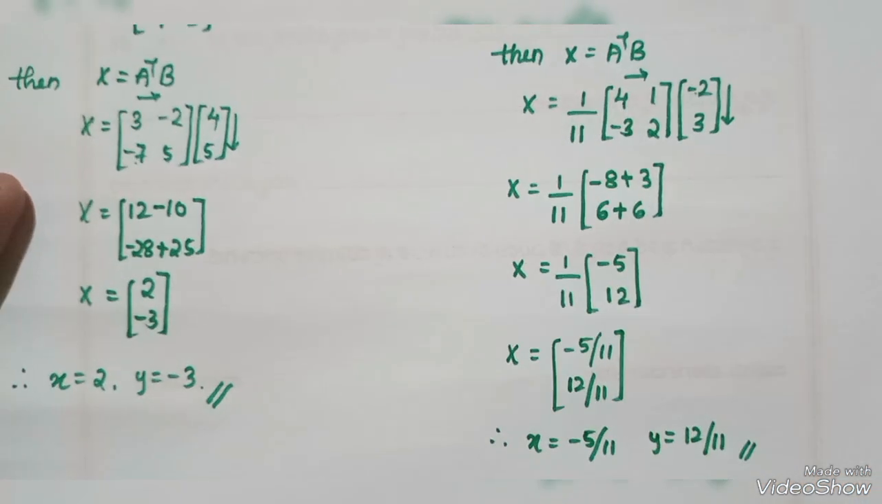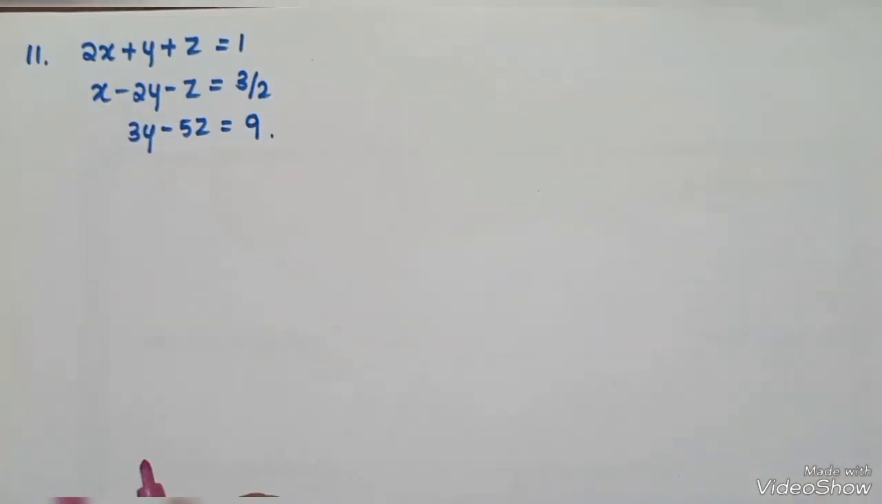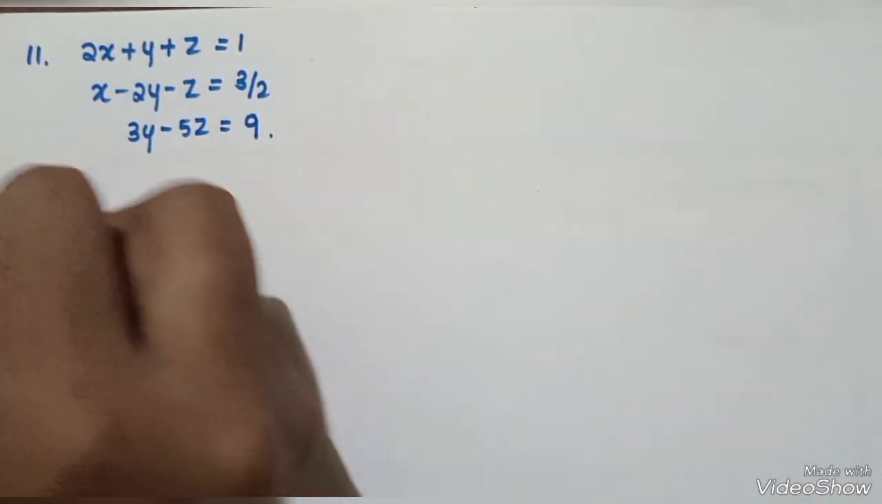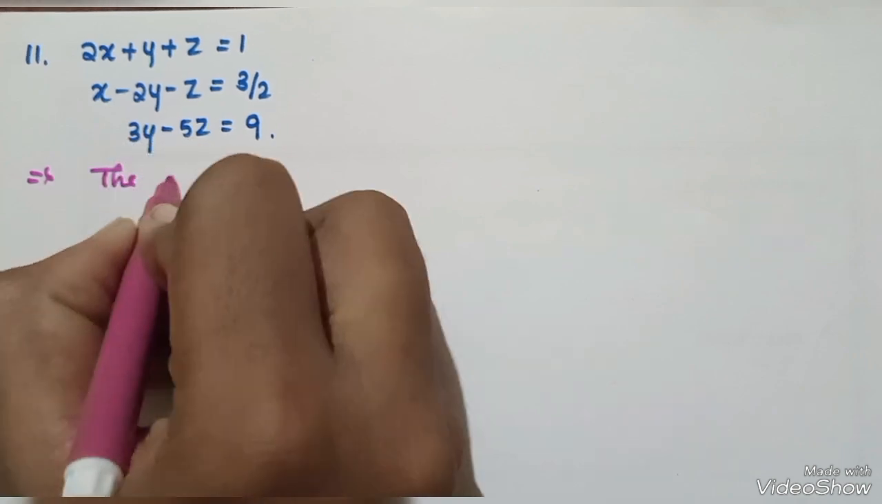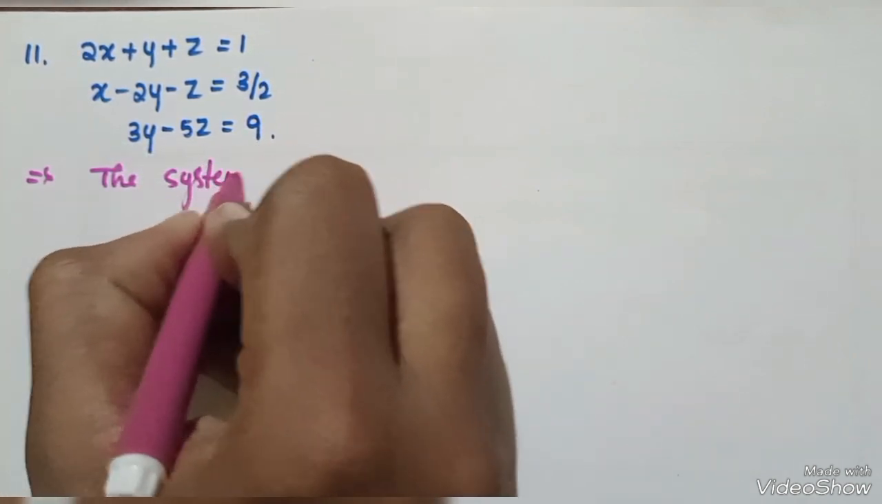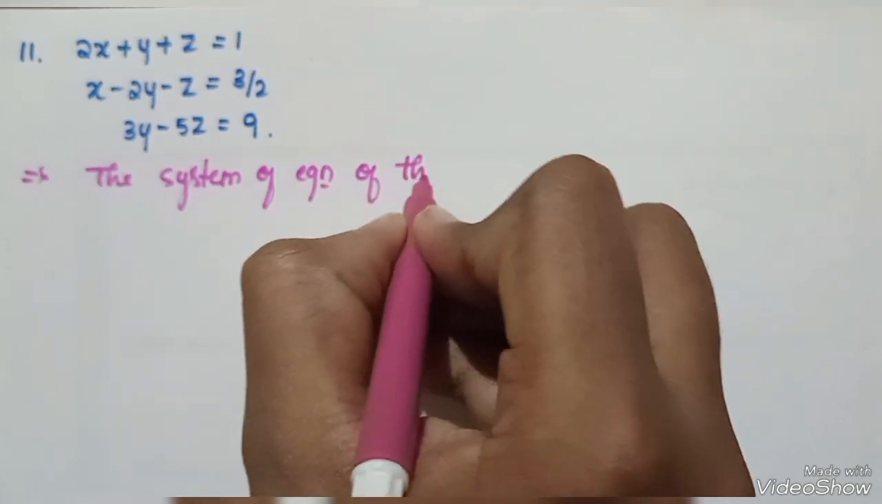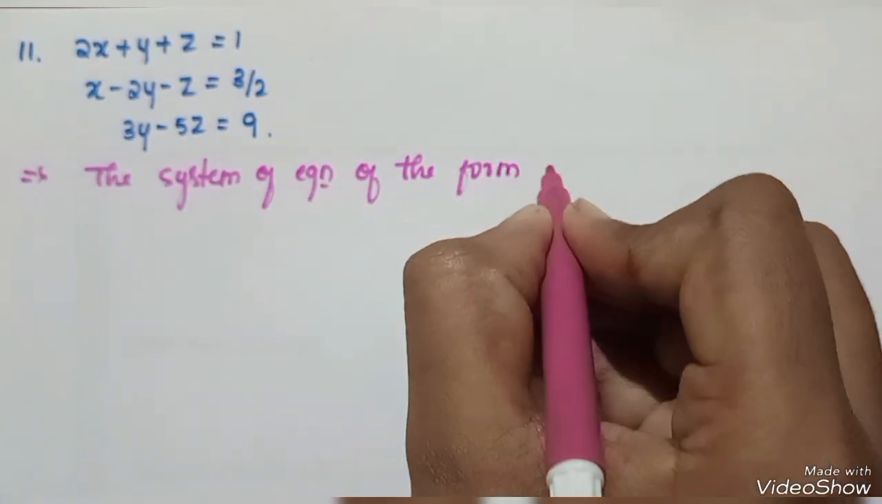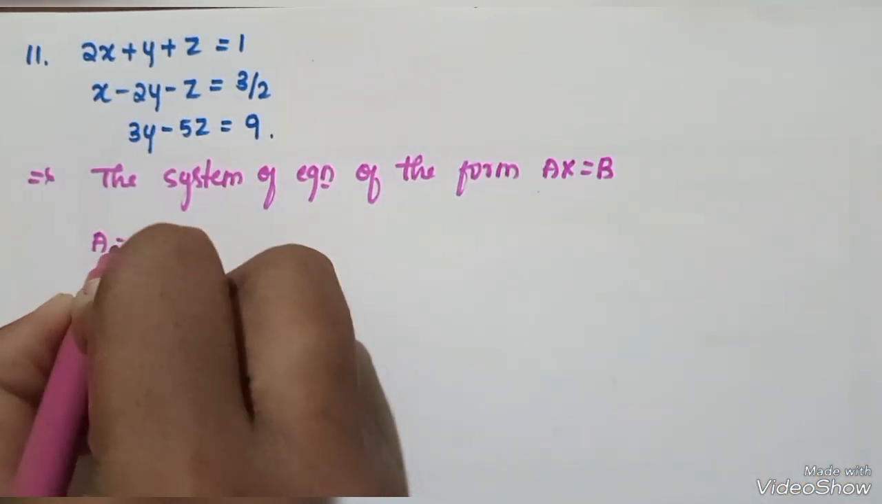Okay, now solve the next one. Here is question number 11. We have to solve the linear equations using the matrix method. Here, first step, we have to write the system of equations of the form AX is equal to B, where A is a matrix containing the coefficients.